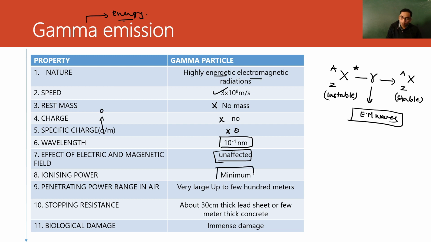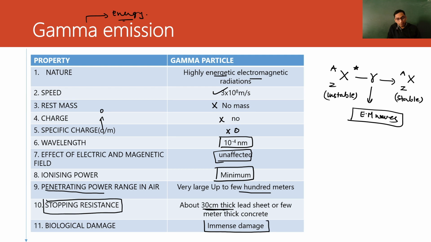Ionizing power is minimum, but the penetrating power is the maximum. So basically the penetrating power indicates how long a distance it can go. So a very long distance it can go in the air, right? And it can penetrate up to about 30 centimeters of thick lead sheet, right? So that's going to be a very difficult one. And it produces very intense damage on the human body.